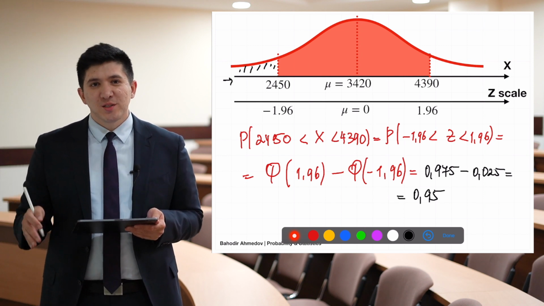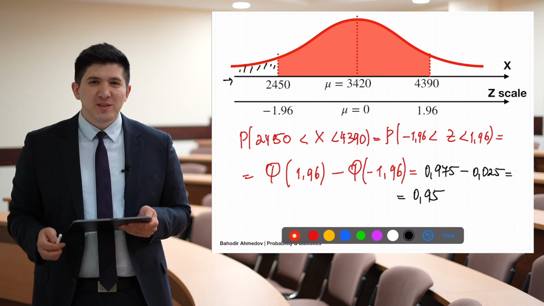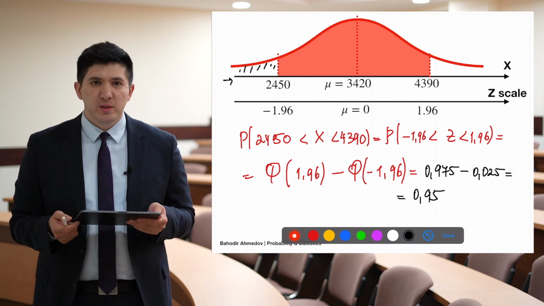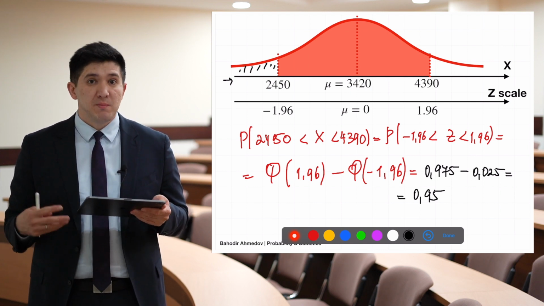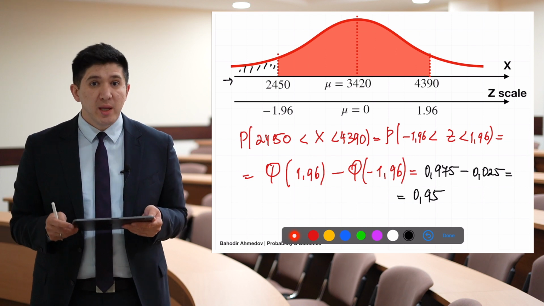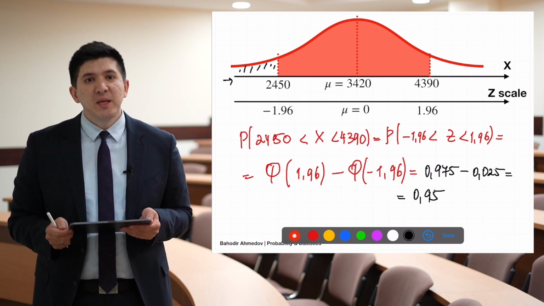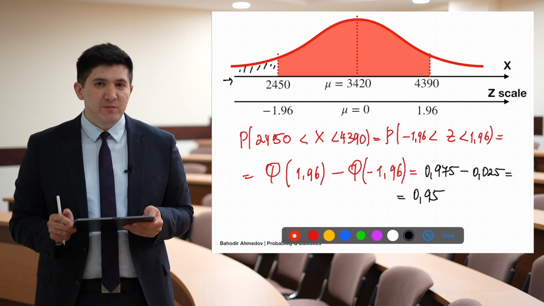So this is what is called a normal distribution. The normal distributions are superbly important in our lives because many random phenomena around us can be explained using the normal distribution. And being able to calculate this is very important.